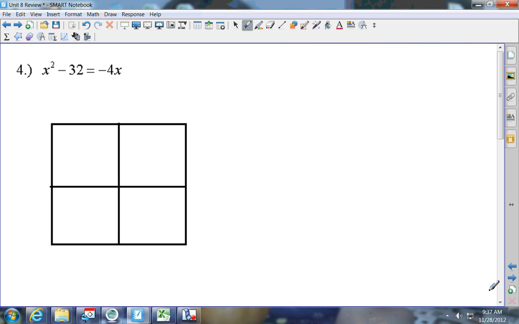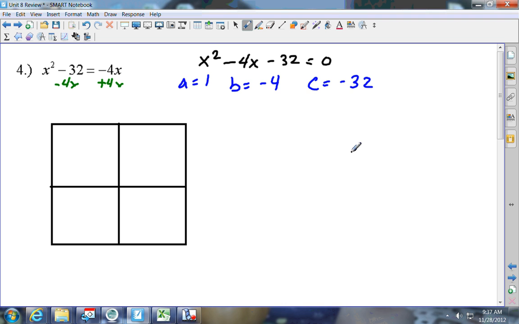Number 4. First thing you need to do is set it equal to 0. Add 4x to each side. I get x squared minus 4x minus 32 equals 0. A is 1, B is negative 4, C is negative 32. Oh, it's not a minus 4. It's a plus 4, because I should have added 4 to each side. There we go. Thank you.